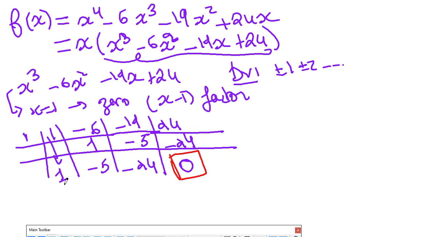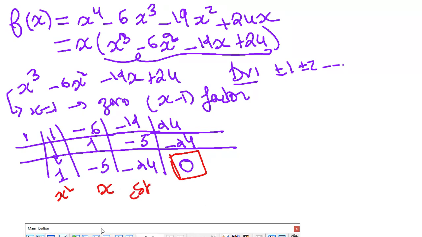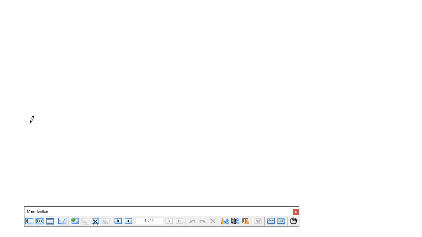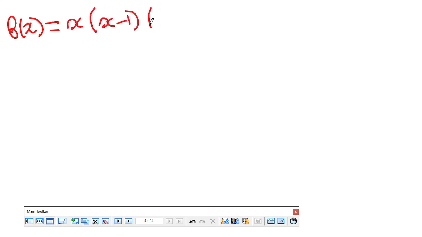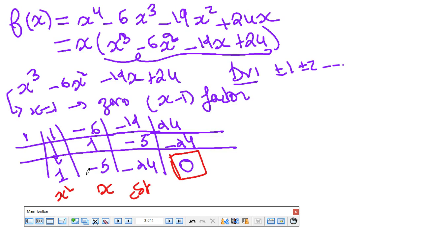Now we know that this one will be the coefficient of x squared, this one of x, and this is the constant. So now what can I write? Let's move to the other page. Now I can write that f of x is equal to x, my first factor, times x minus 1, my second factor, times x squared minus 5x minus 24. So this is what I got here.